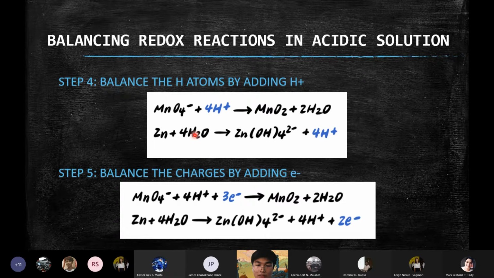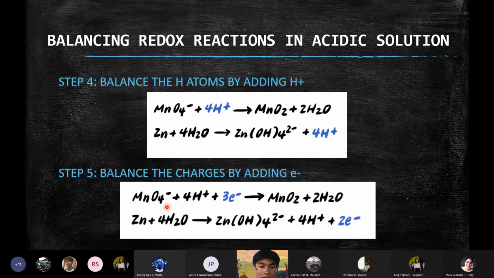Here we have 2 times 4 is 8. We have 8 hydrogen atoms on the product side of the second half reaction, and we only have 4 hydrogen atoms on the reactant side. So we will add 4 H+ also. And 8 and 8, they are already balanced. So the next step is we need to balance charges by adding electrons.